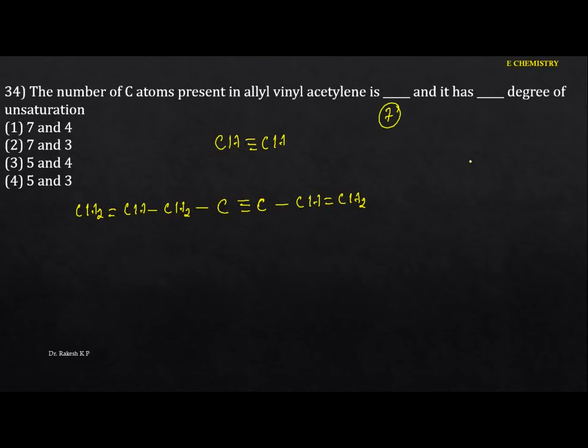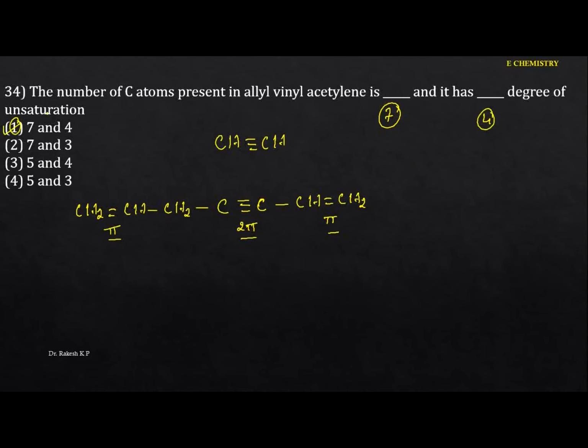Now you have to identify the degree of unsaturation. Just identify the number of pi bonds here. Here it is 1, here it is 2 pi bonds, and here it is 1 pi bond. That means unsaturation refers to the double bond or the triple bond, especially in the open chain here. So now we got 1 plus 2 plus 1, the total becomes 4. So hence the option will be the first one.